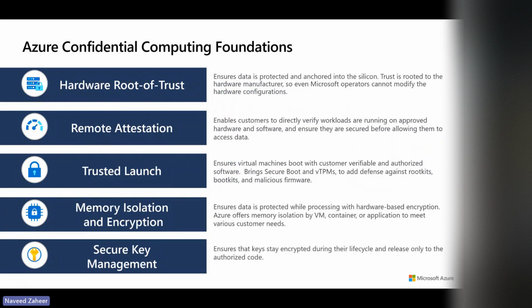Okay, so this is some of the key foundation. For example, it starts with hardware root of trust. Basically, Microsoft operators cannot modify hardware configuration. So that starts at the core. Second part is I talked about the attestation service. So Microsoft provides an attestation service where you can make sure that the room is secure before you conduct your meeting. Okay, and then this is the trusted launch. That's also an interesting thing where you have a secure boot.